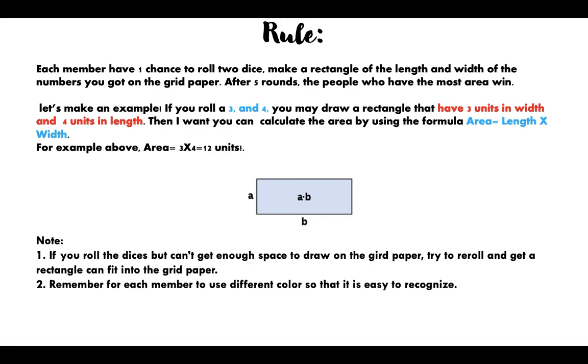Please, there are 2 things I want you guys to remember. If you roll the dice but can't get enough space to draw on the grid paper, for example, if you got 6 and 6 and there's not enough space to put that, you may re-roll to get a smaller number so that you can fit it. Second, remember to use a different color for each member, because at the end of the game we need to count who has the most area. If you guys use the same color, then we're not able to count who wins.